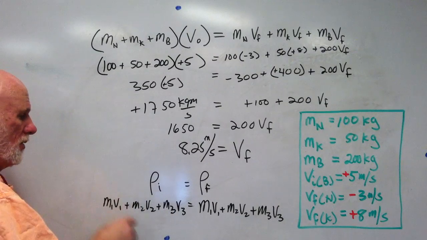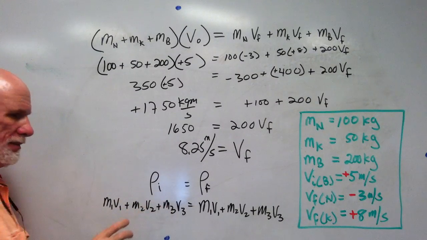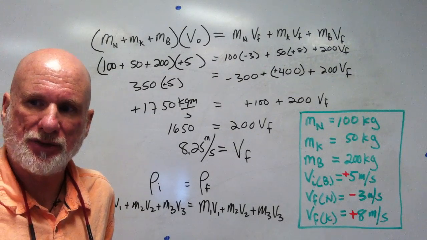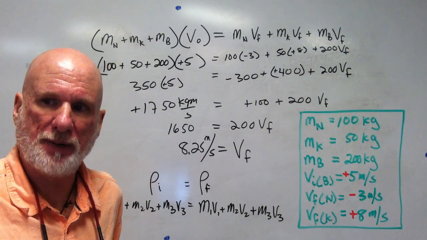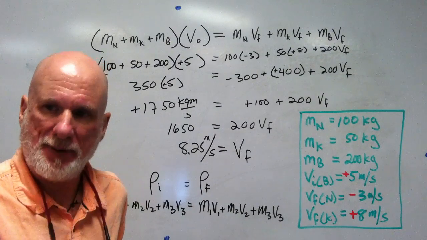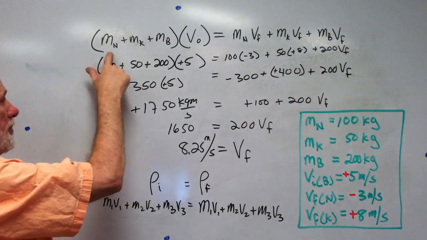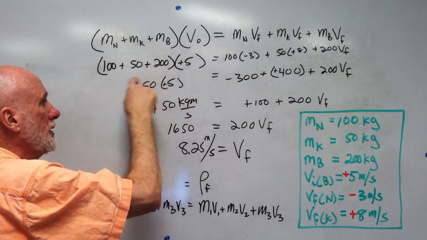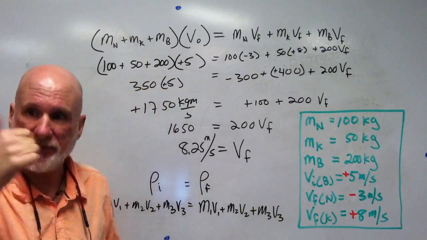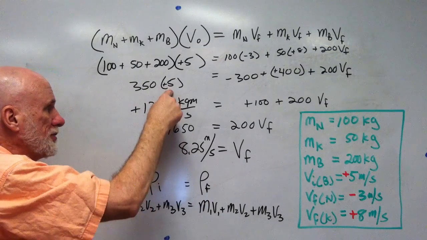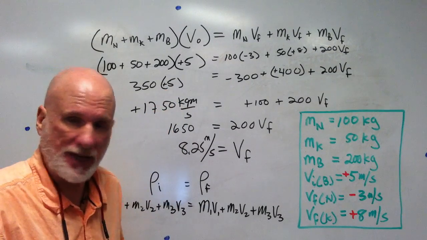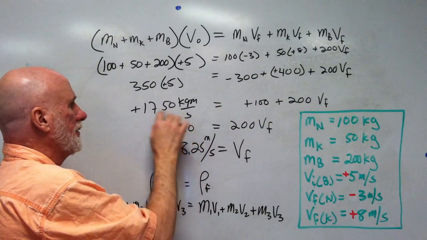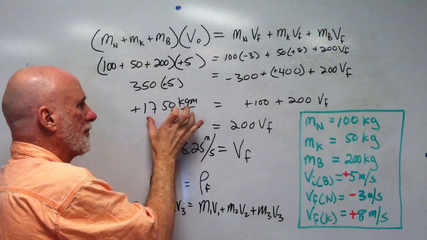Okay. So I just simply factored out the velocity. The initial velocity is the same for all 3 participants: Nate, Keith, and the boat, right? So they're all going to be together. That's going to be the initial velocity of the boat. So that's 350, the mass of Keith, Nate, and the boat, times 5 is plus 1750. And then that's going to be 1750.